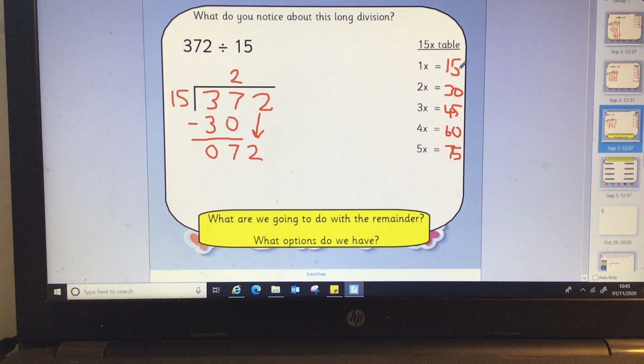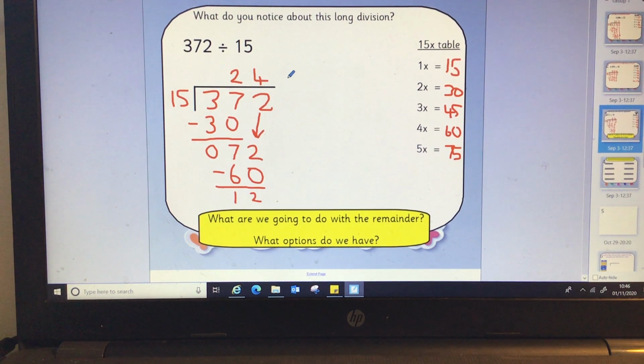How close can we get without going past that? That's too far, so it's here, isn't it? 60, which is 4 lots. So let's put our 4 lots above. Let's put our 60 underneath the 72 and subtract it. 2 subtract nothing is 2. 7 subtract 6 is 1. We've got no more numbers left to drop down here to the bottom. Nothing left to drop down. So our final step is to do 15's into 12, which we can't do, can we? This number here is less than our divisor, which means this must be a remainder.